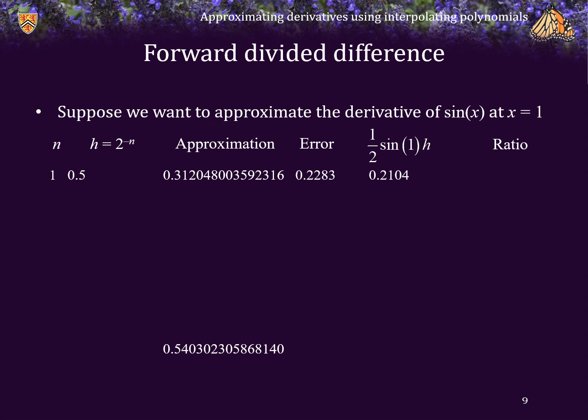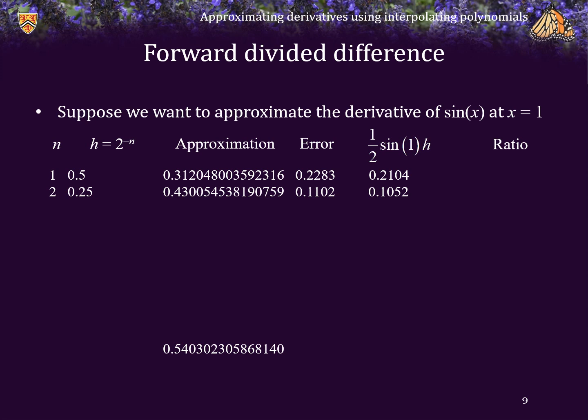So when n is equal to 1 and h is equal to 0.5, our approximation of the derivative is 0.31, which is not that close to 0.540 and change seen below. The error is quite large, but you can see that a half sine of 1 times this value of h is actually not a bad approximation of that error. All right, let's halve h. Okay, you can notice that the approximation seems to be getting closer. The error is going down, and yeah, the estimation of the error is also apparently correct.